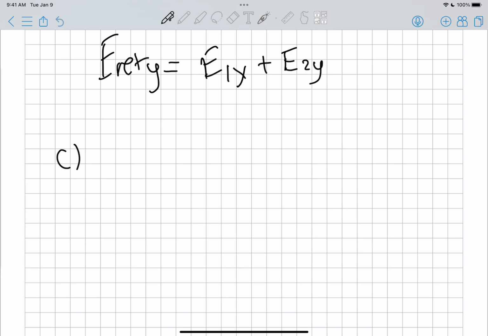Okay, interesting. So they kept Q1, which is negative. They kept point P right here, and they removed Q2. Instead of Q2, they just gave us a random Q. We're not sure if this Q is positive or negative, but they want the net electric field to be to the left, this way, right?